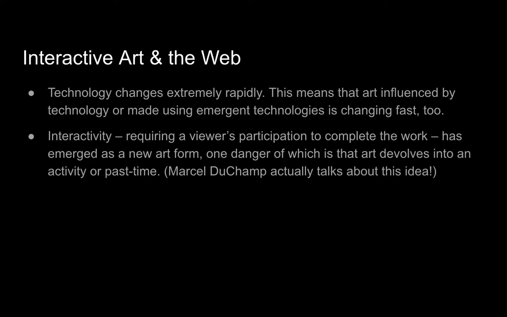We've seen many examples of this, but as a review, interactivity means that the work requires a viewer's participation to complete it. With roots in the 20th century, this type of work has emerged as a new art form, but one danger of this is that art of this nature has the possibility of devolving into a mindless activity or a pastime. This is actually something that Marcel Duchamp has talked about.